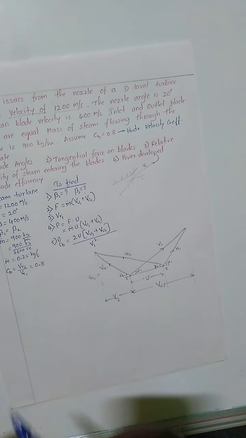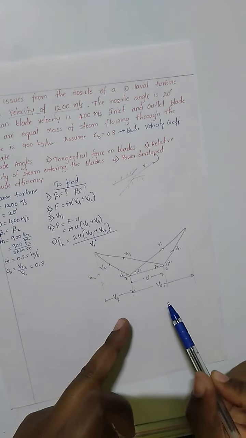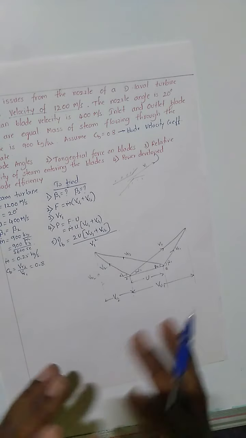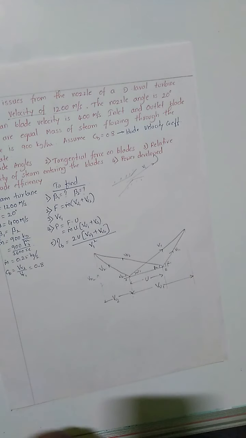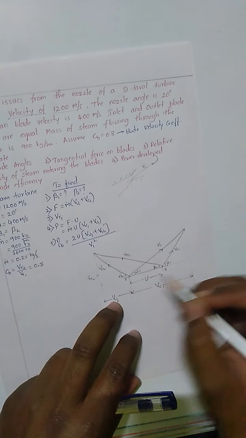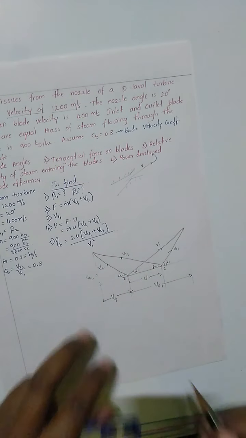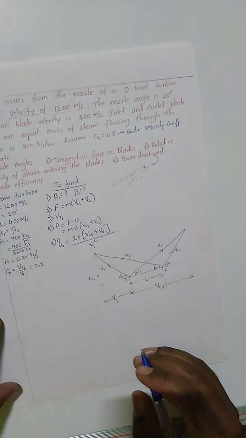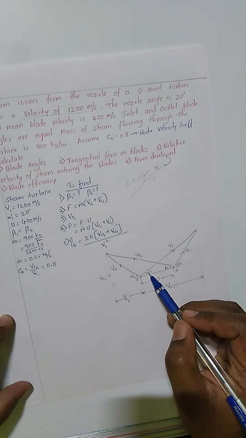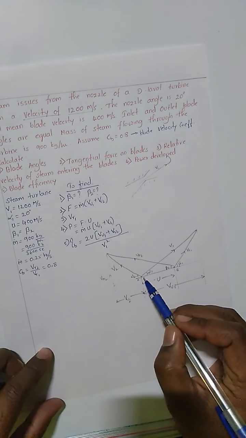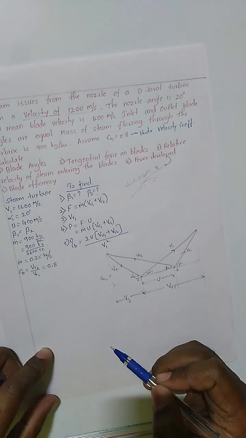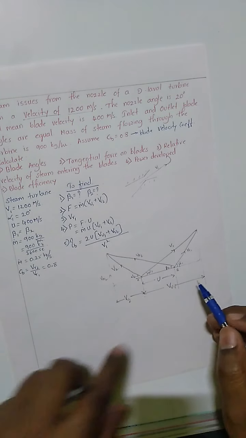Once you write what is given, what is to be found, and you have drawn the velocity triangle, next it's all pure mathematics. You know it is a right angle triangle, so use the sine and cosine formulas, apply the trigonometry and get the answer. So V1 is given and alpha 1 is given. If I consider this triangle here, I can find VU1.